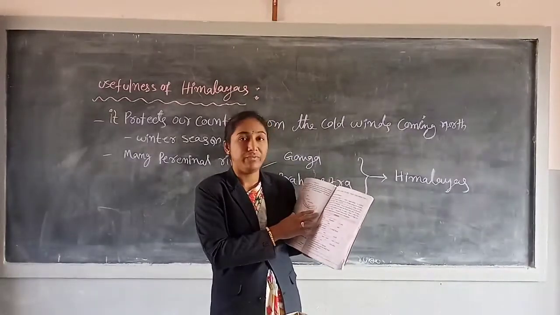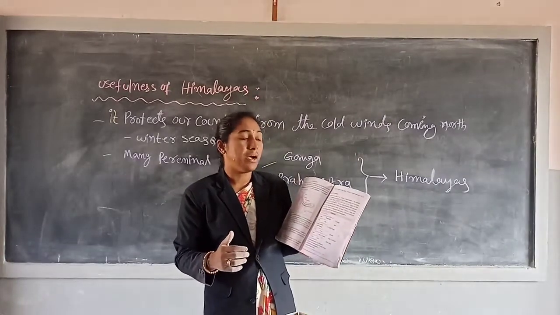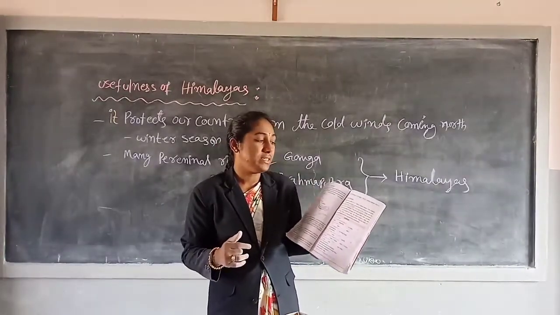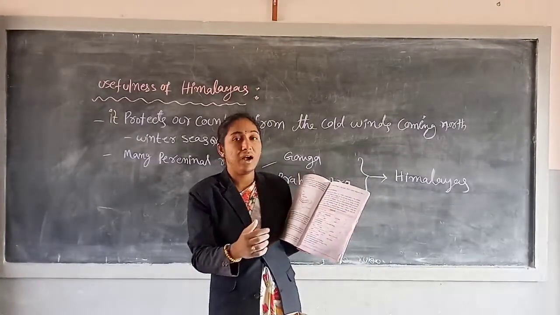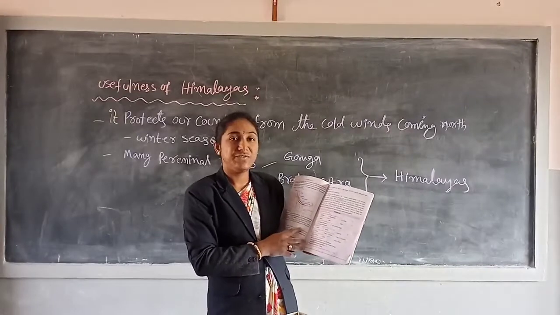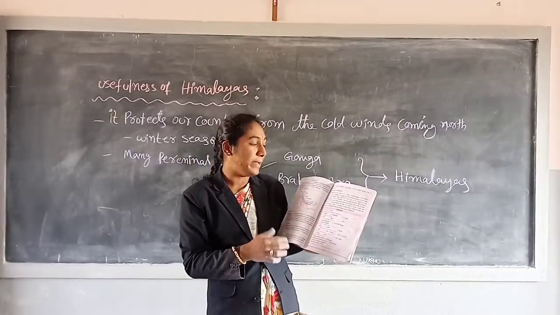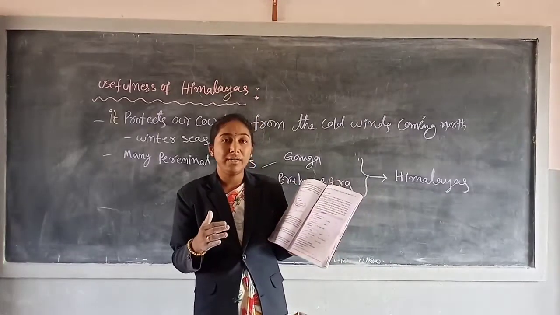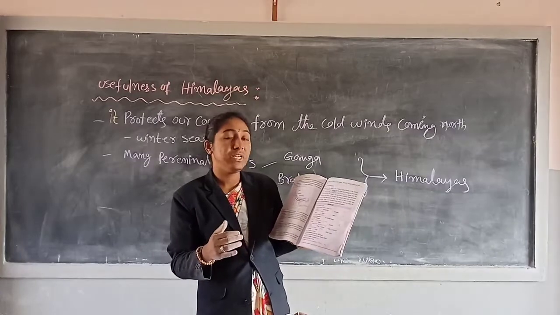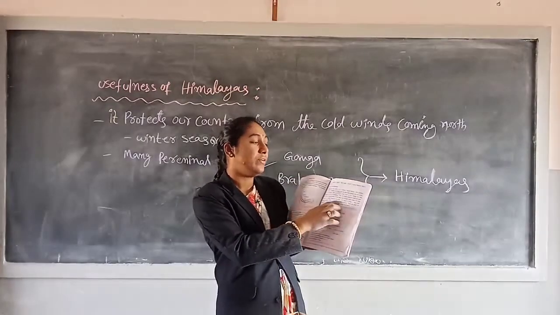In the northern border of India, it protects our country from the cold wind coming from the north in the winter season. Many perennial rivers such as the Ganga and the Brahmaputra rise from the Himalayas. They are called perennial rivers because in the summer the snow melts and the water flows through these rivers. So there is a steady flow of water throughout the year.